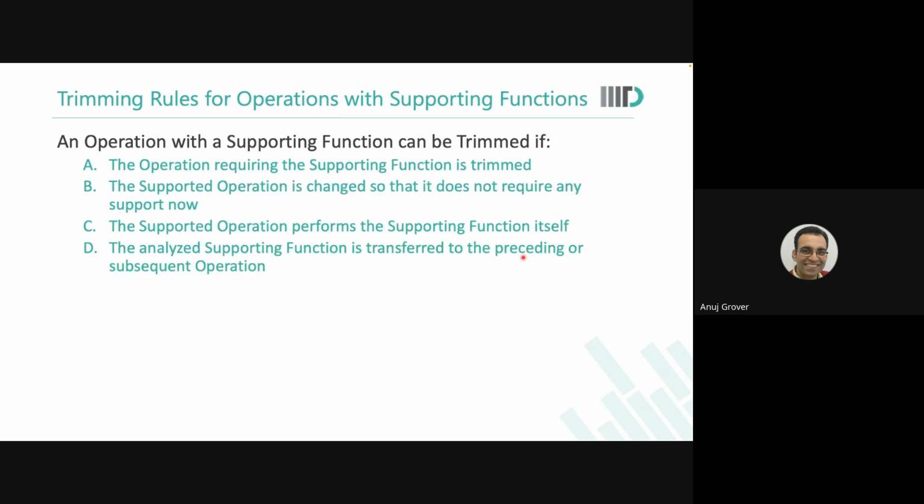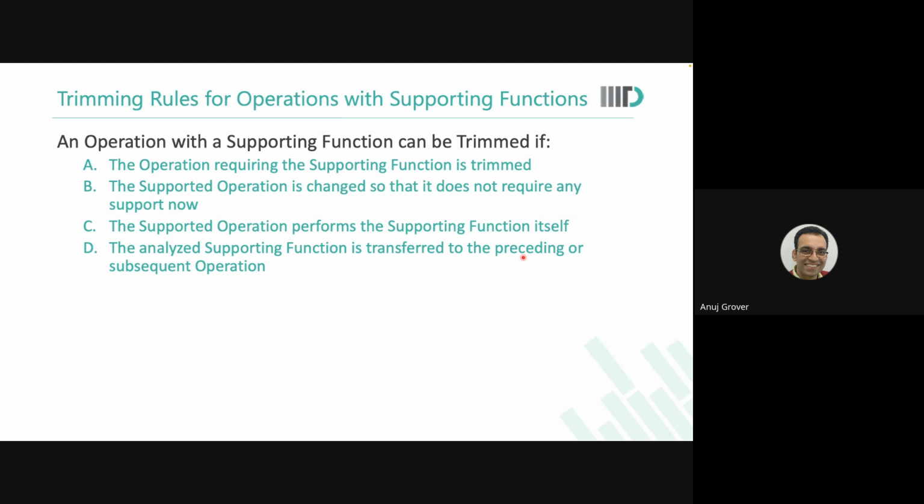Then, trimming rules for supporting functions, again ranked in the order of hierarchy. Operations that require the supporting function are trimmed. Brother, if I do not have to forge anymore, then why will I heat? That supporting function can be trimmed. The supporting function is changed so that it does not require any support now.